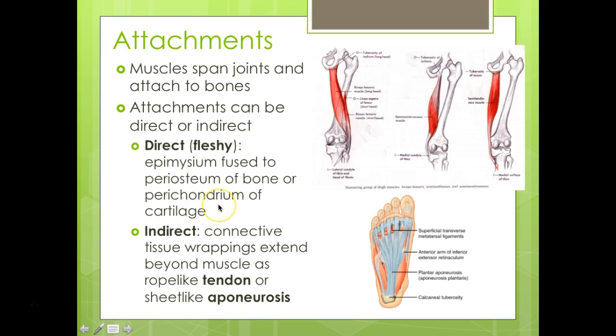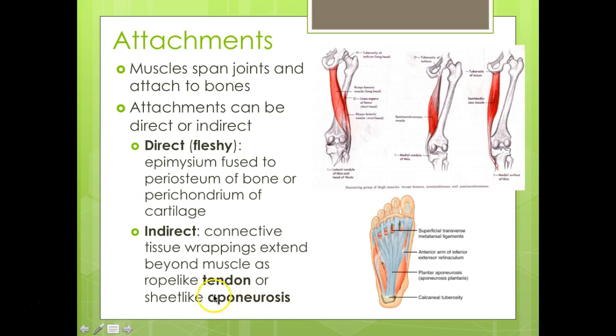Perichondrium, that just means the connective tissue that surrounds the cartilage. Okay. Indirect is when we have a connective tissue wrapping that extends beyond the muscle as a rope-like tendon. So we see that down in here, okay, that rope-like tendon there. Or a sheet-like aponeurosis.